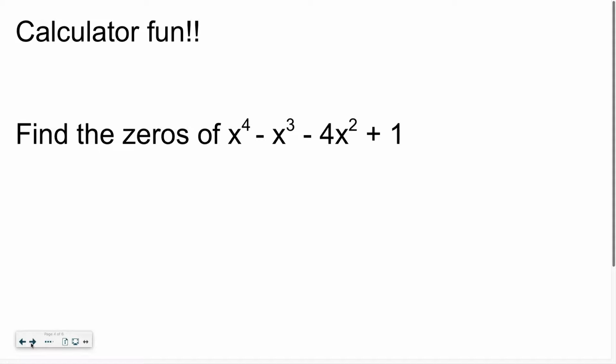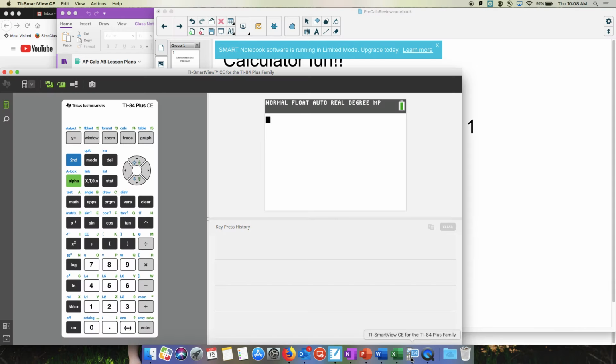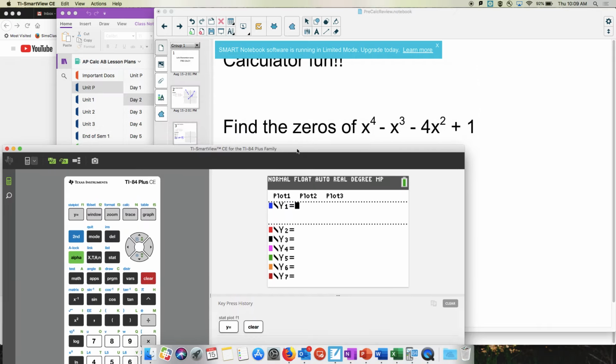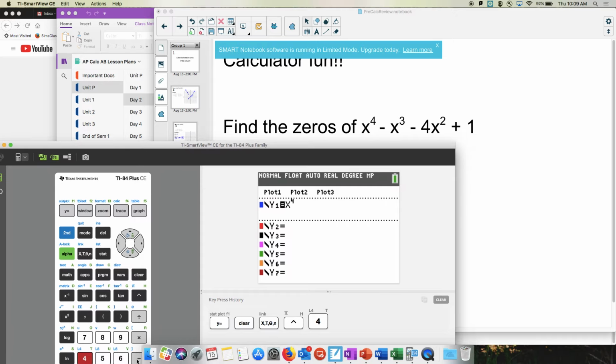We're going to find the zeros. So I'll get my handy dandy calculator here. X to the 4th minus x cubed.